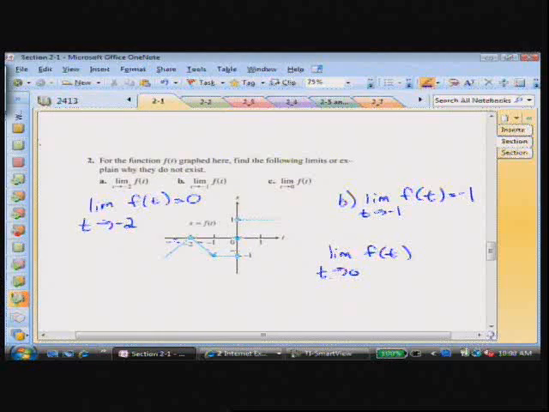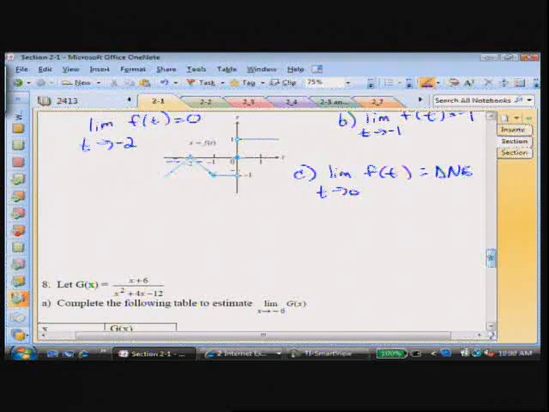But at t equals 0, if I come in from the right, I get a y value of 1. If I come in from the left, I get a y value of -1. And that's my problem, right? Okay, so this one does not exist because I do not get the same value from the left and the right. So that goes for all y. They're not the same. The limit does not exist.